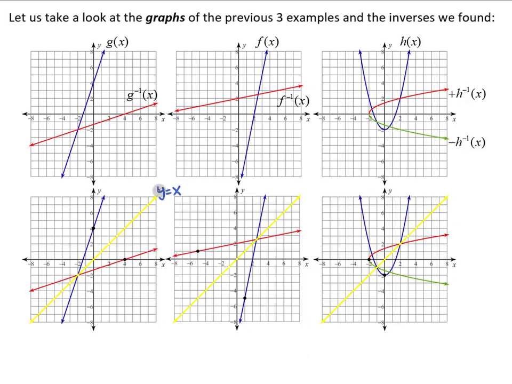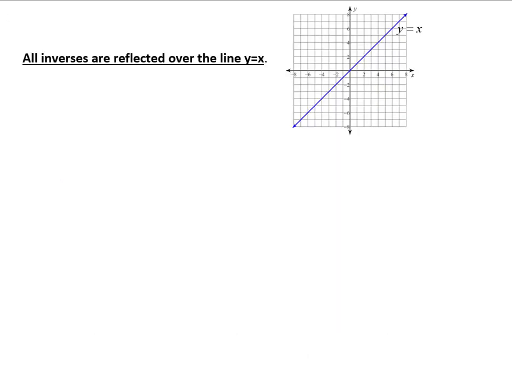Which kind of makes sense, I guess, because we're switching x and y, so the line where x and y are exactly equal ends up being kind of a mirror, or focal point for a mirror. Okay, so all inverses are reflected over this line y equals x. Make sure you have that in your notes, that's important. We'll definitely see some questions that go along with that.